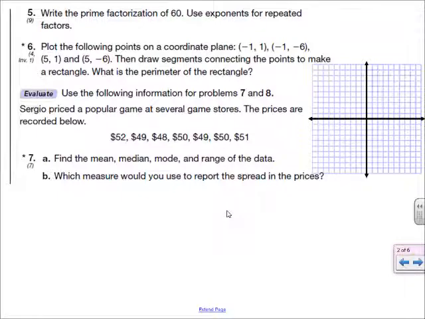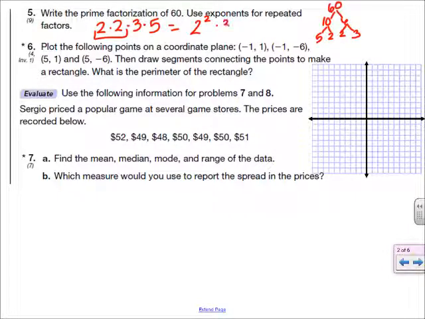Write the prime factorization of 60. Use exponents for repeated factors. So the first thing we do when they ask us to write prime factorization is make a factor tree. So we have 60. Two numbers that multiply to give me 60 are 10 and 6. Two numbers that multiply to give me 10 are 5 and 2. Two numbers that multiply to give me 6 are 2 and 3. So the prime factorization would be 2 times 2 times 3 times 5. But since I have two 2's, they want me to use exponents. So I would say 2 squared times 3 times 5.